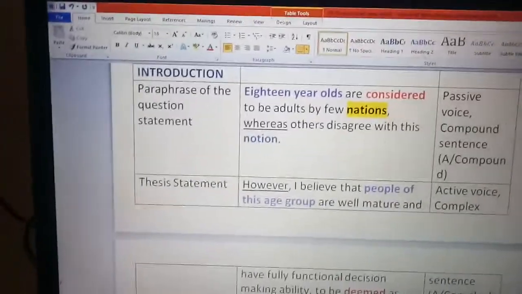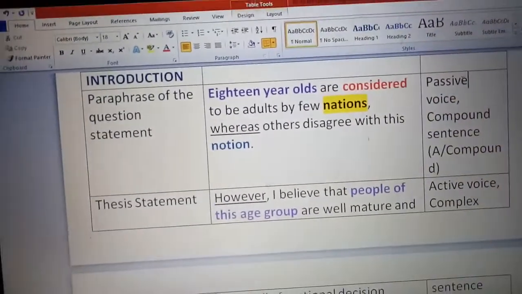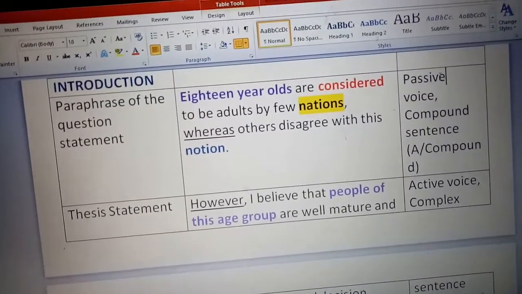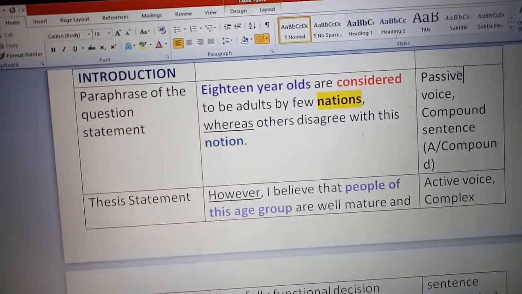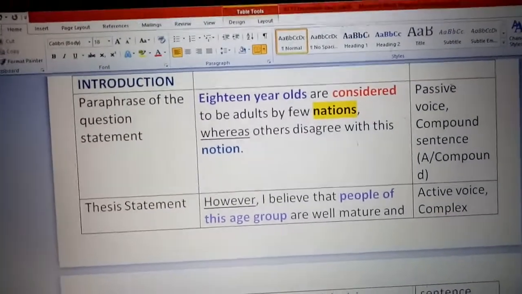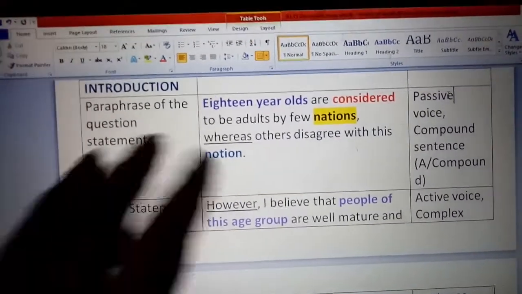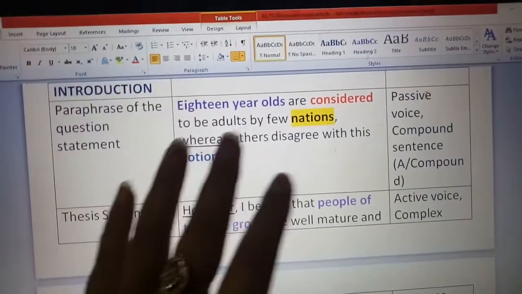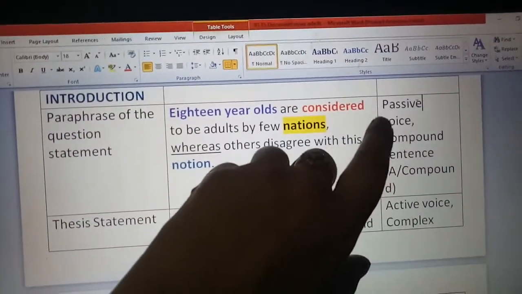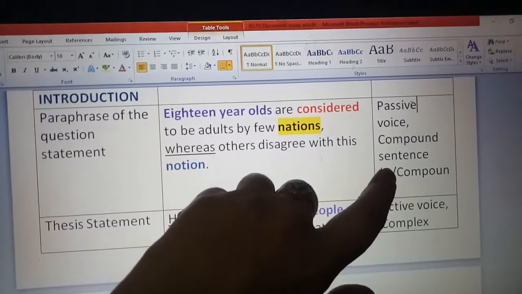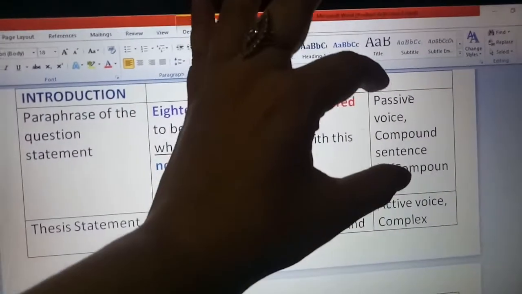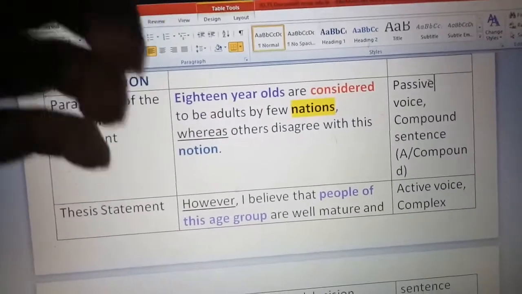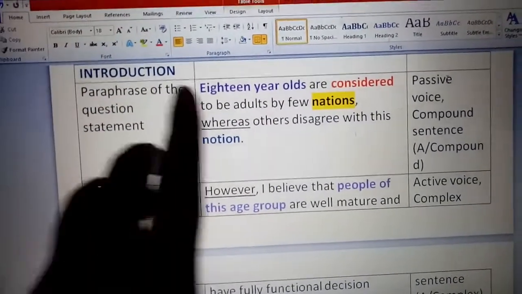And yes, let me tell you, to use a passive voice is considered very good. It seems as if you have a very nice and advanced knowledge about English grammar if you use passive voice, gerunds, complex sentences. I'll come to that in my later videos. 18-year-olds are considered to be adults by few nations, whereas, this is a linking device, whereas others disagree with this notion. So this is passive voice and compound sentence. So when you do this grammatical division, it will actually show you whether you will score good on the GRA part or not.